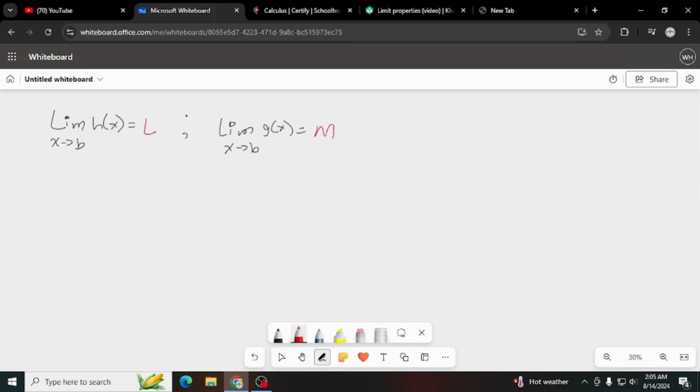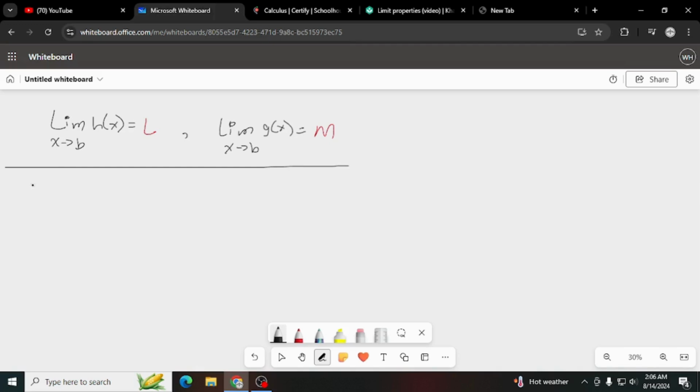In today's video, we are going to see some different properties of limits, like the addition property. Let's just define two different limits right here. Limit as x approaches b of the function h of x is equal to a number L. It means that this limit is approaching L. And we have a second limit as x approaches the number b again, of g of x, and that is equal to a number, let's say, M. All right, so we've got our two different limits right here, and we are going to see different properties of limits.